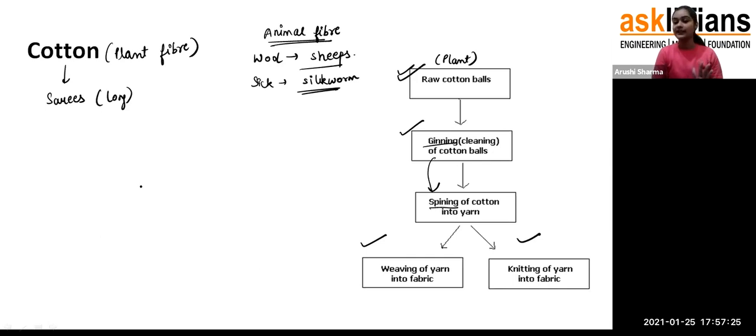So first is the cotton, then we pluck the cotton balls from the cotton plant, and first of all we clean all of them. After the cleaning process, we do the spinning process, and that's how we turn the cotton into yarn, that means weaving the yarn into fabric. So that's how, students, we get the procedure.